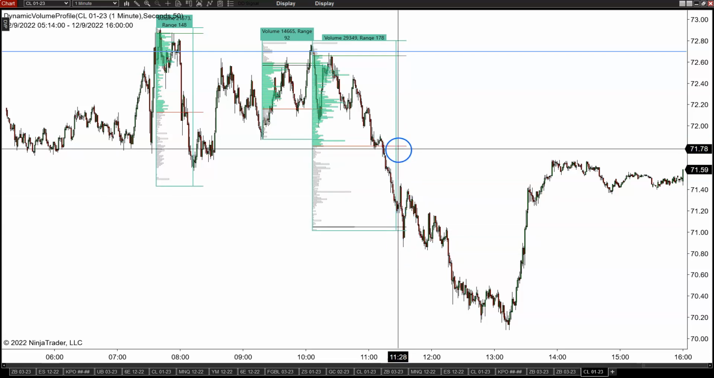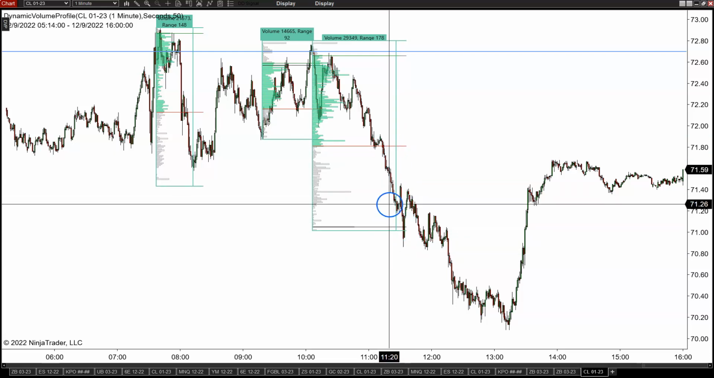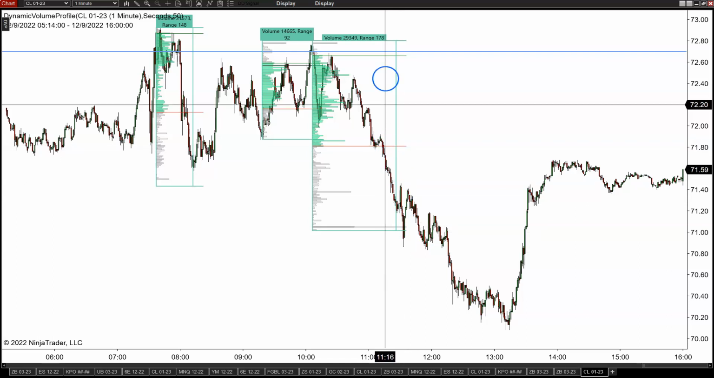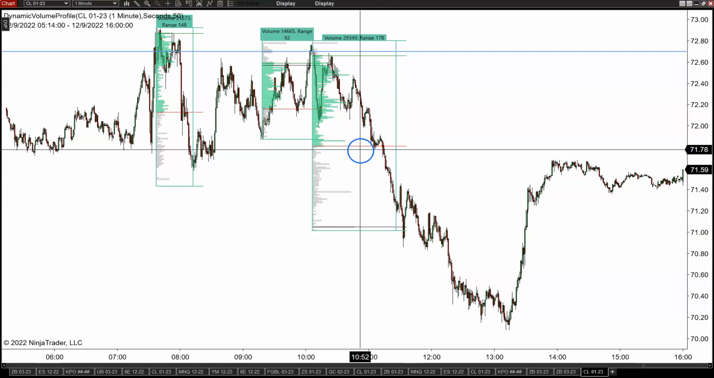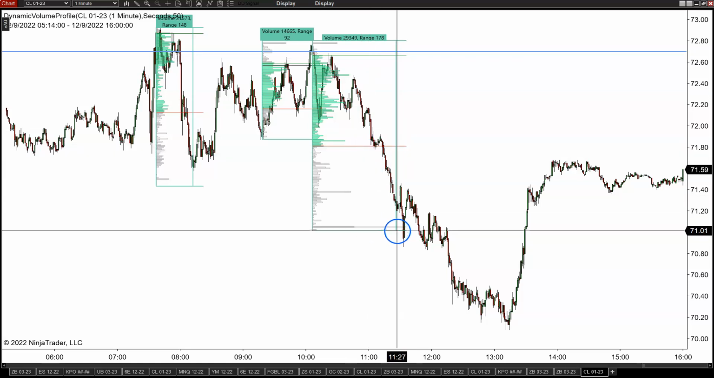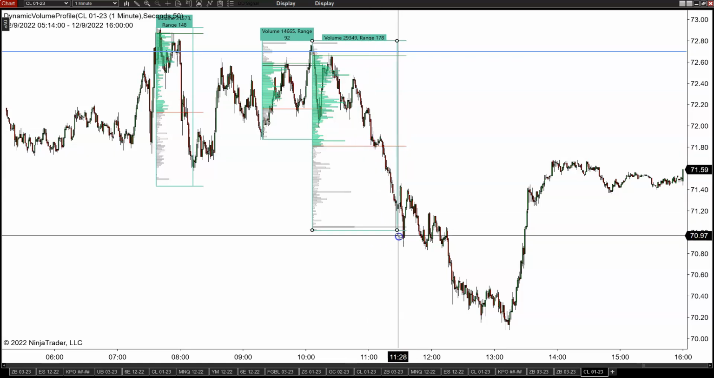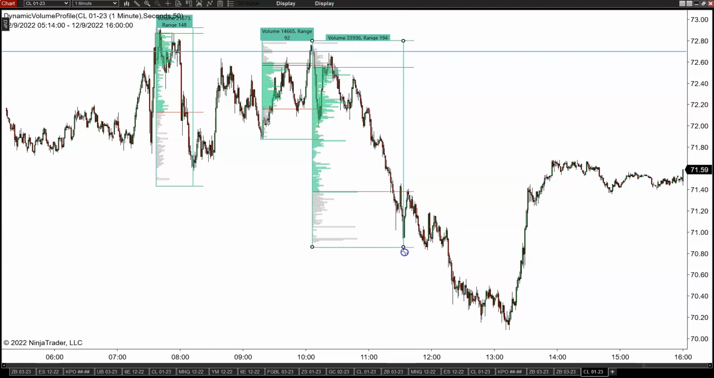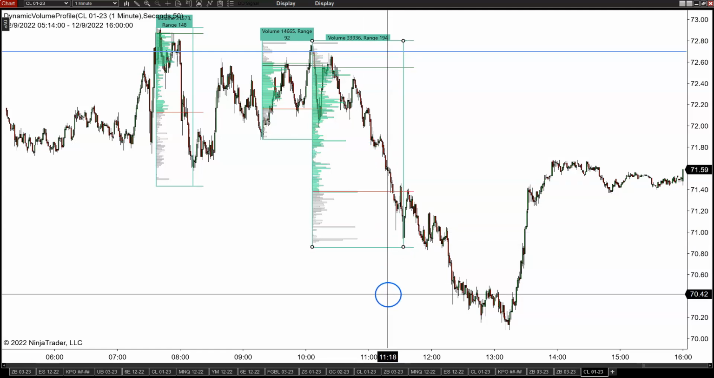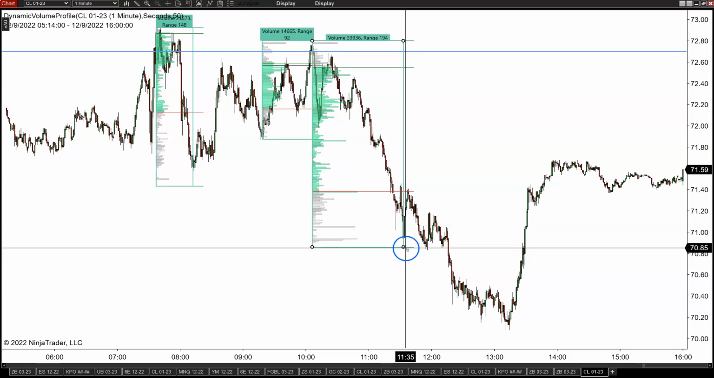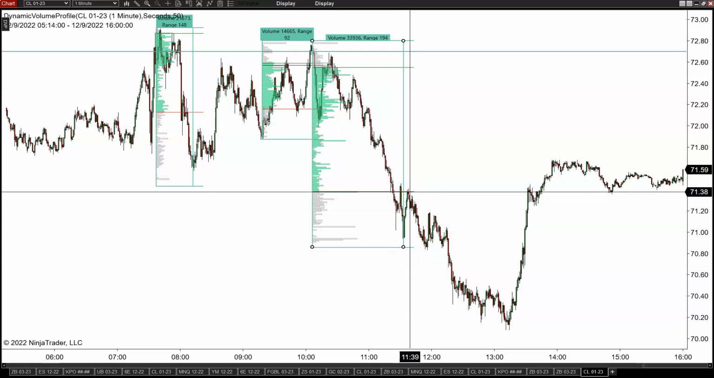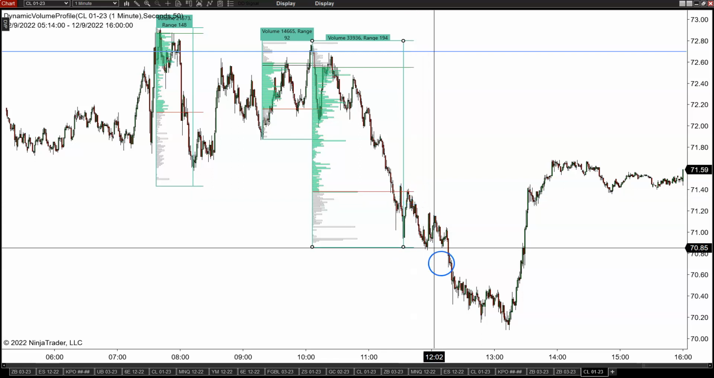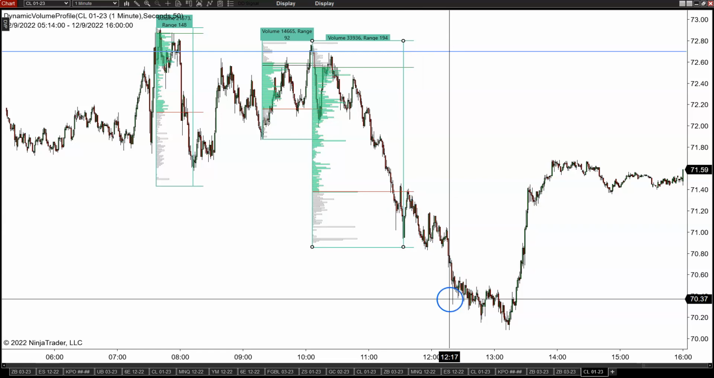Nothing much. Your point of control was down here, but your value area high was up here, and value area low is here. It's interesting, your point of control came in below your value area, which is a bearish sign, but then you made a new low right here. The market rallied from your low up to your value area low, and then it sold off again.